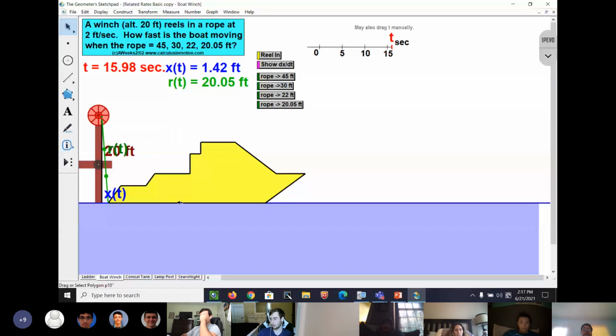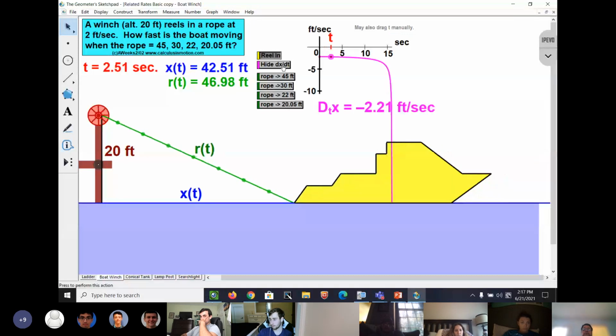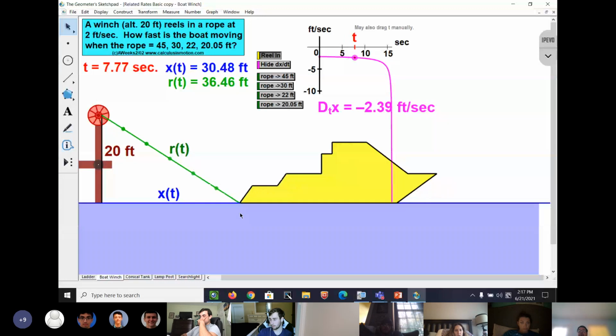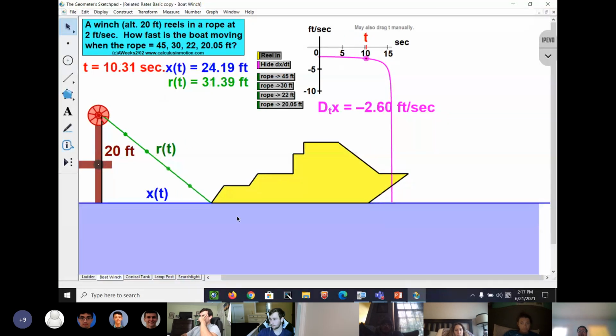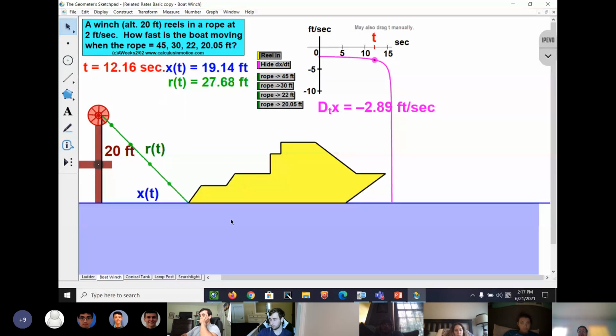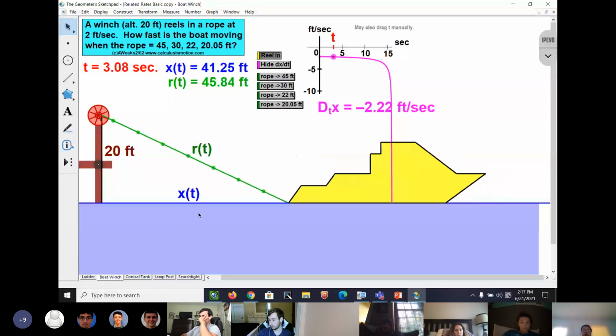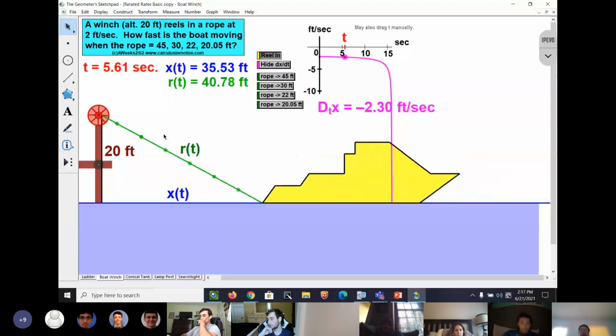And when you get to the rope equal to 0, the theta is equal to 90 degrees. And look at what the derivative is doing. Okay? So let's look at this.